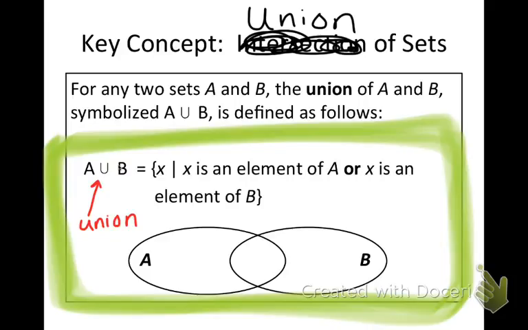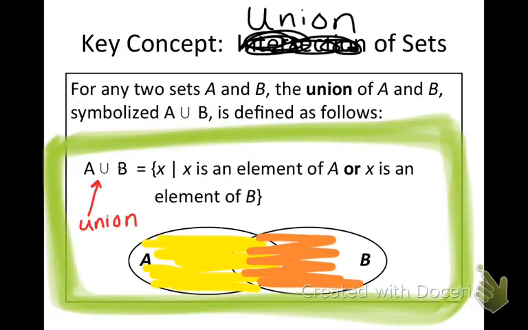Well, where are all my elements of A? Everything inside that oval, right? Wouldn't that be all my elements of A? Or X is an element of B. Well, where are my elements of B? Everything inside of B, which would be everything right here. So what's your solution set going to look like? Everything in A and everything in B. Okay? So you're going to take everything.